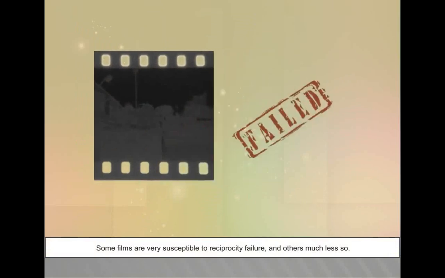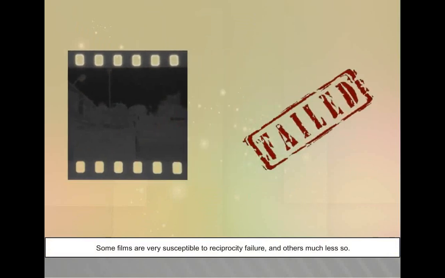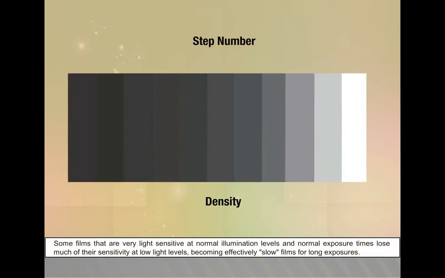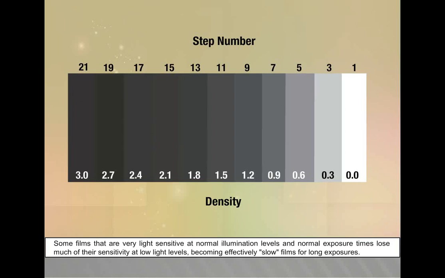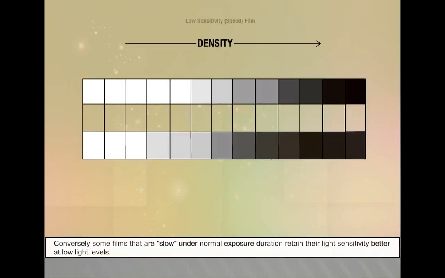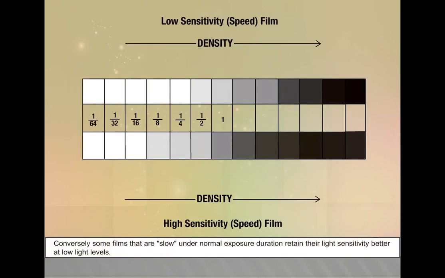Some films are very susceptible to reciprocity failure and others much less so. Some films that are very light sensitive at normal illumination levels and normal exposure times lose much of their sensitivity at low light levels, becoming effectively slow films for long exposures. Conversely, some films that are slow under normal exposure duration retain their light sensitivity better at low light levels.